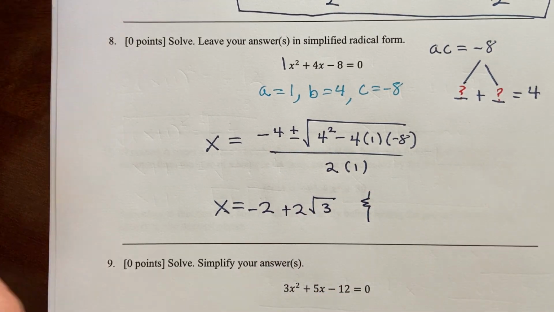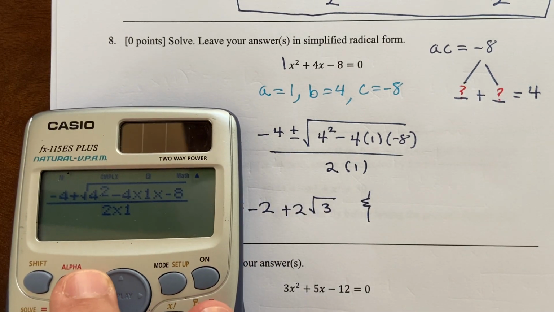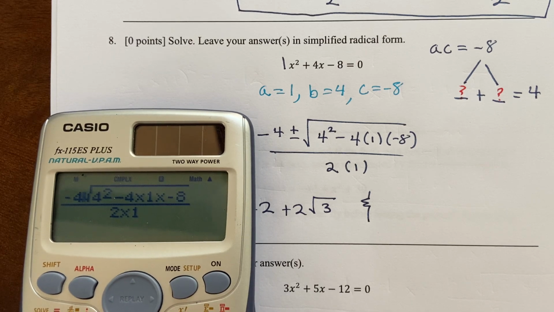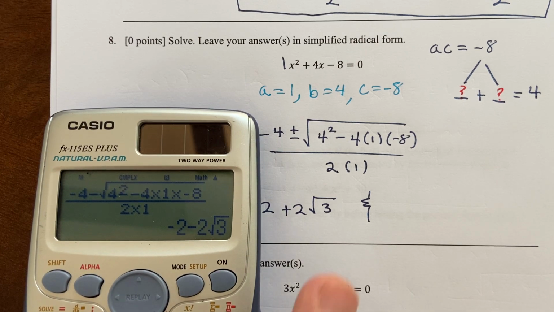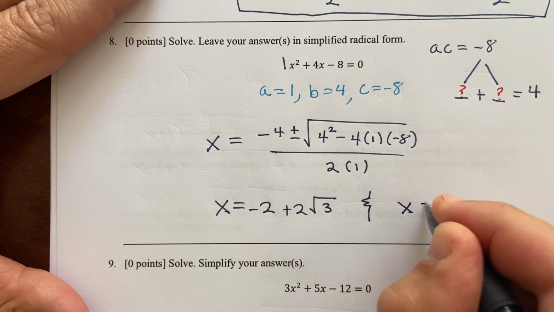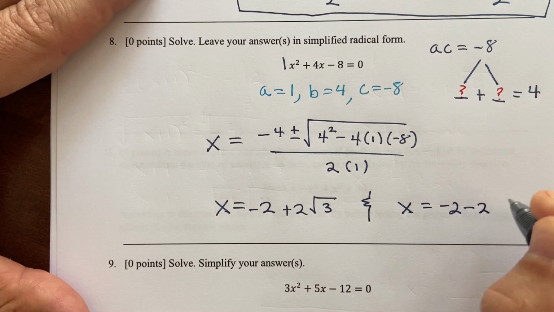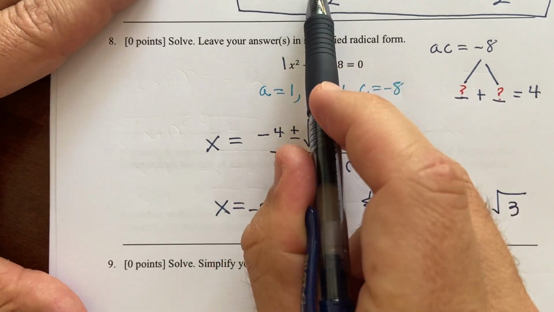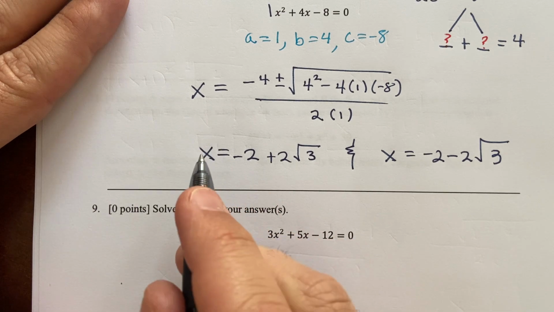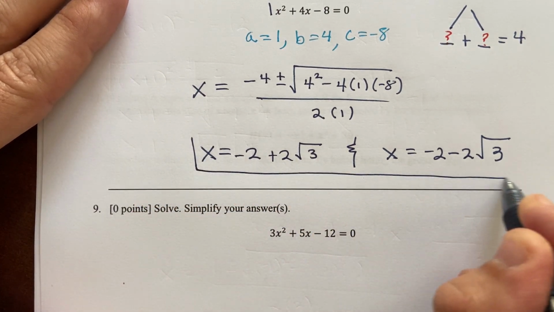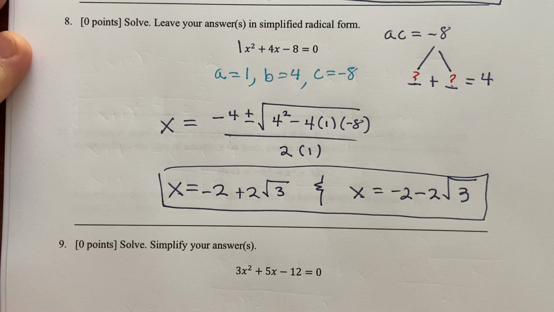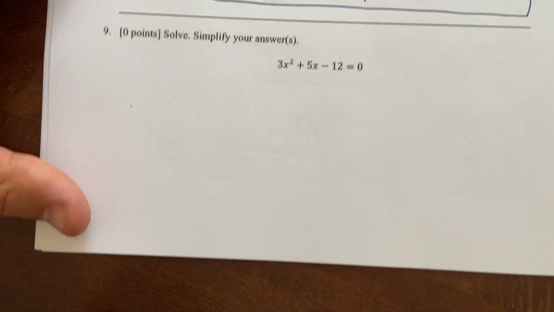And then if we go back and just change that to minus, we'll get that other case. So it'd be -2 minus 2 root 3. It's always in conjugate pairs, actually, if you're noticing that. All right, these conjugate pairs. Conjugate pairs here as well. All right, on to number 9.